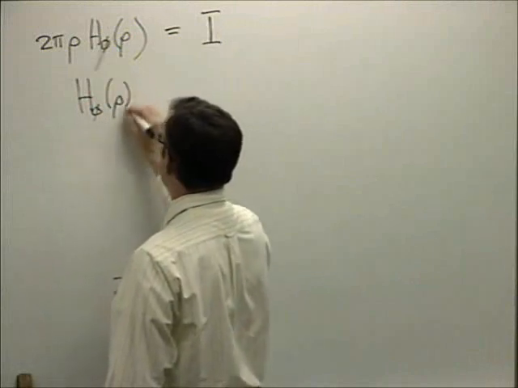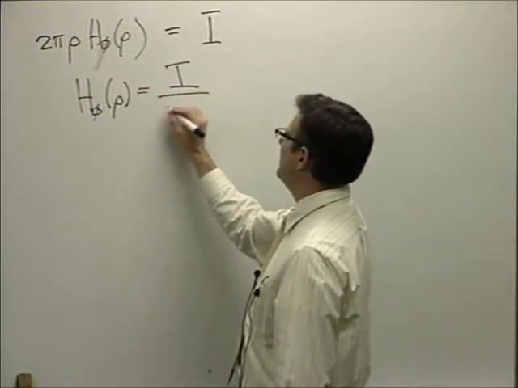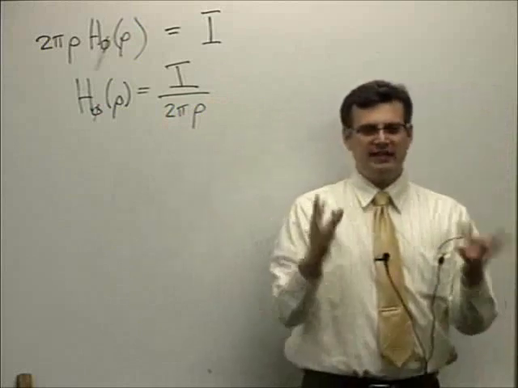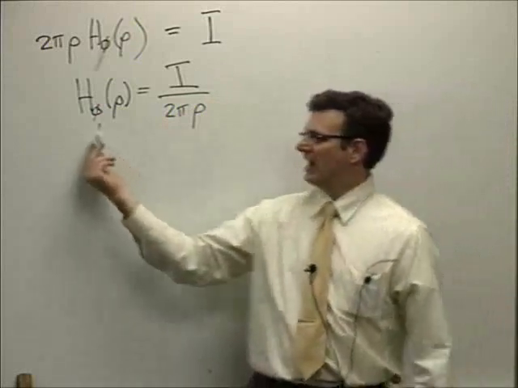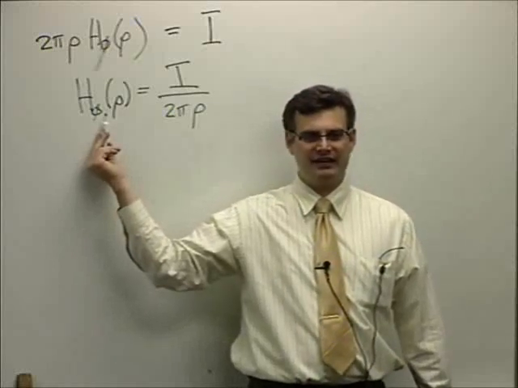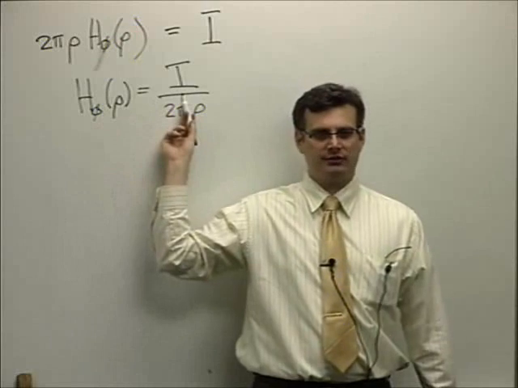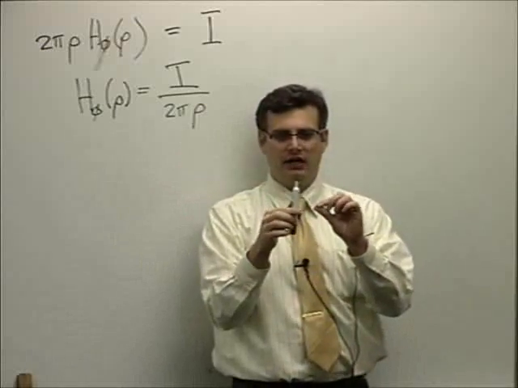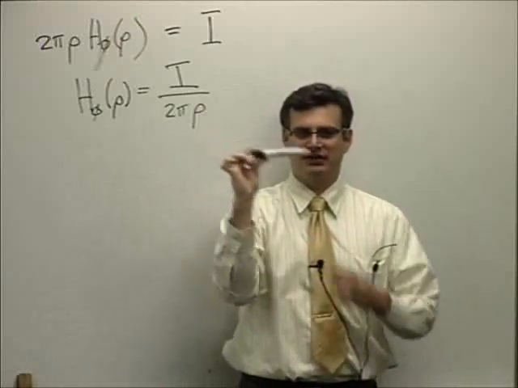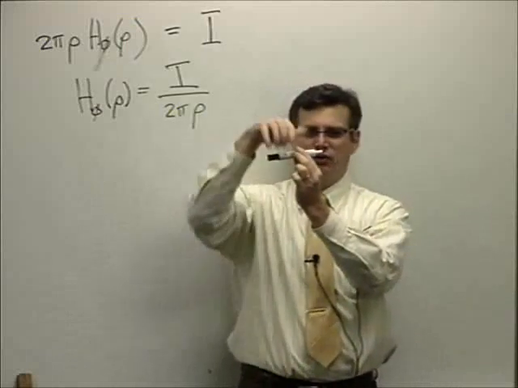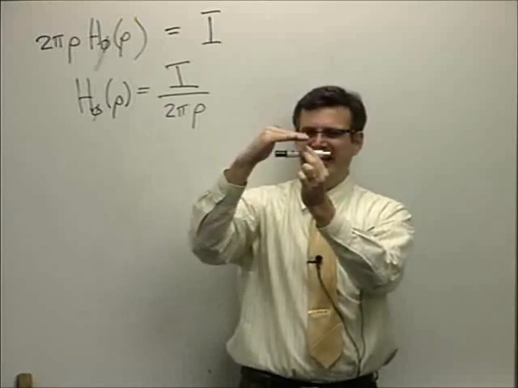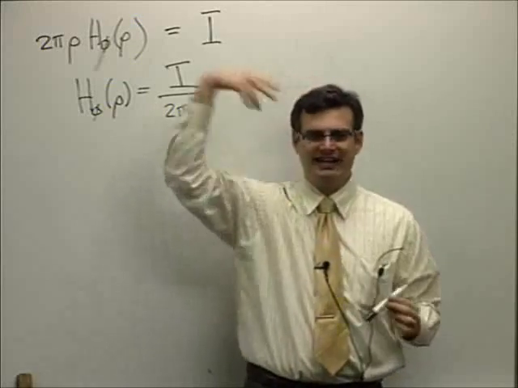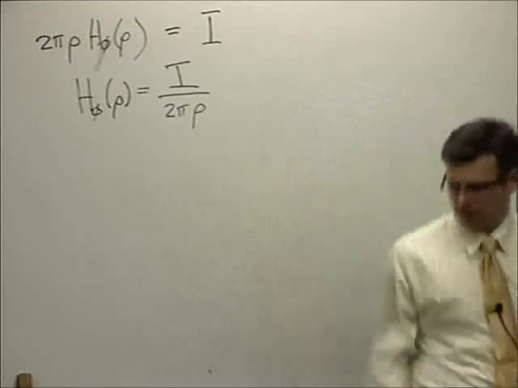H sub phi as a function of rho, therefore, must be equal to I over 2 pi rho. So inside the coaxial cable, I have a phi component of H, the phi component of magnetic field. It's always proportional to the current, and it falls off as 1 over rho. So the further I get away from the center conductor, this marker was my center conductor, current's going this way, right-hand rule, I get magnetic field flux this way. The field is always going to point in the phi hat direction, but the intensity is going to fall off as I move away from the inner conductor. And it gets to be a minimum when I get to the outer conductor. Then it falls off to 0.